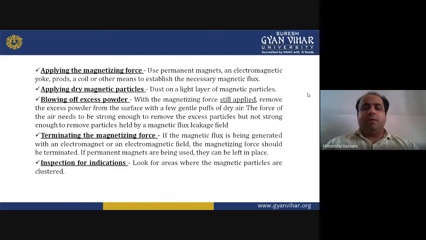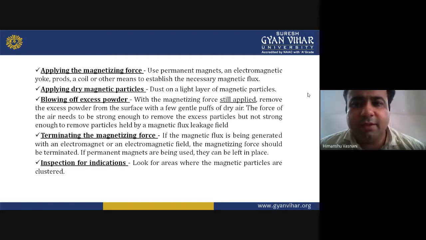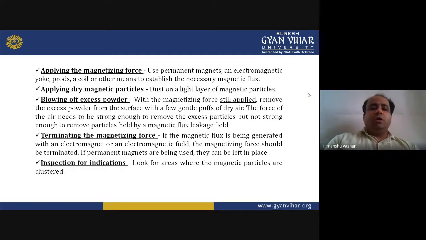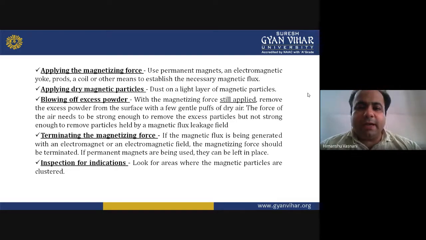Okay, we have discussed all about them in our previous lectures. Now, applying dry magnetic particles like dust on a light layer of magnetic particles, then blowing off excess powder, and with the magnetizing force still applied, remove the excess powder from the surface with a few gentle puffs of dry air. The force of the air needs to be strong enough to remove the excess particles, but not strong enough to remove particles held by a magnetic flux leakage field. So we have to be careful while removing this.